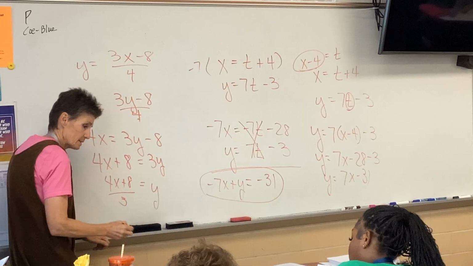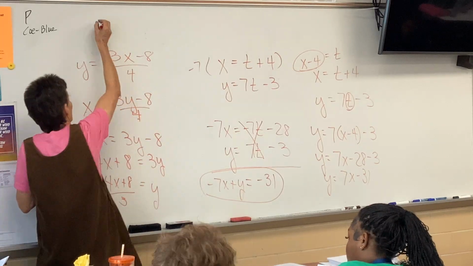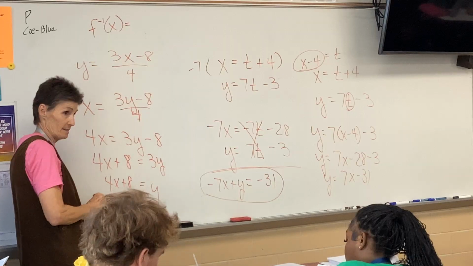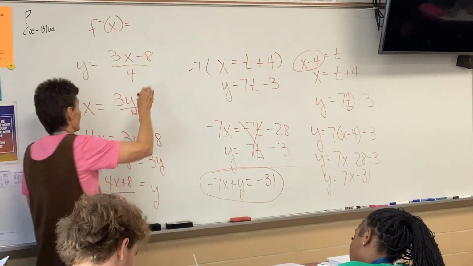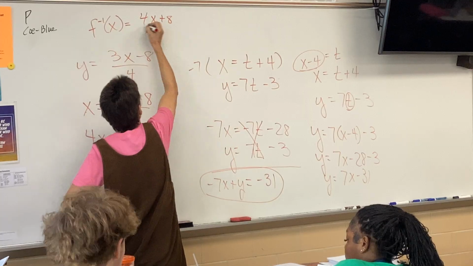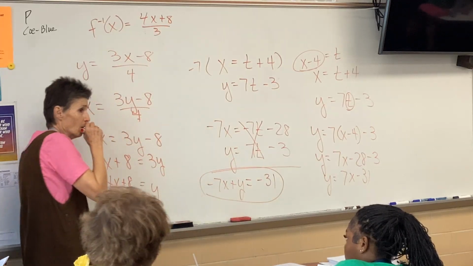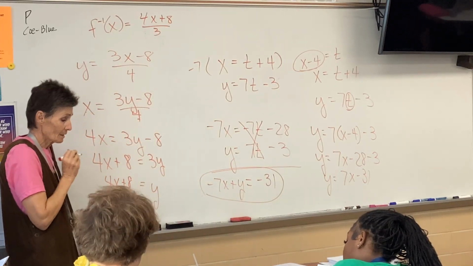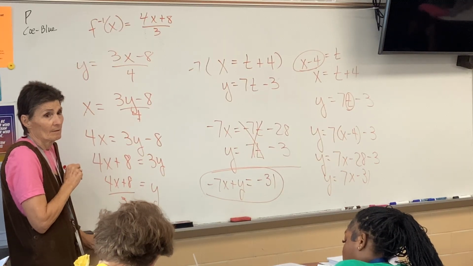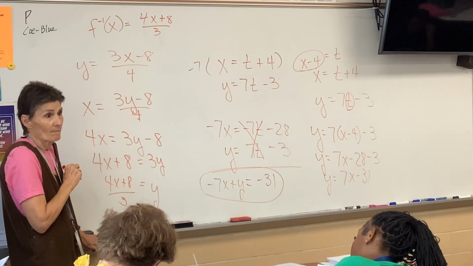So what goes in the answer blank? F inverse. That's what this is. This is F inverse. (4x plus 8) over 3. Does anybody have a question about that? You okay?